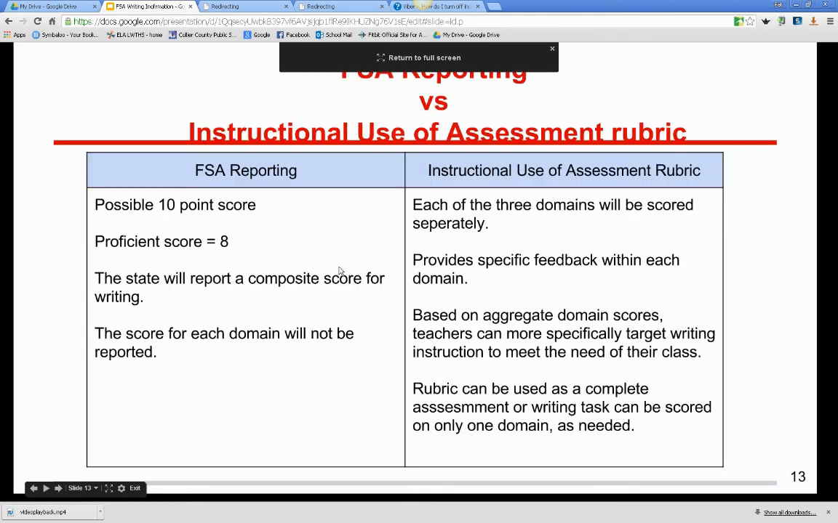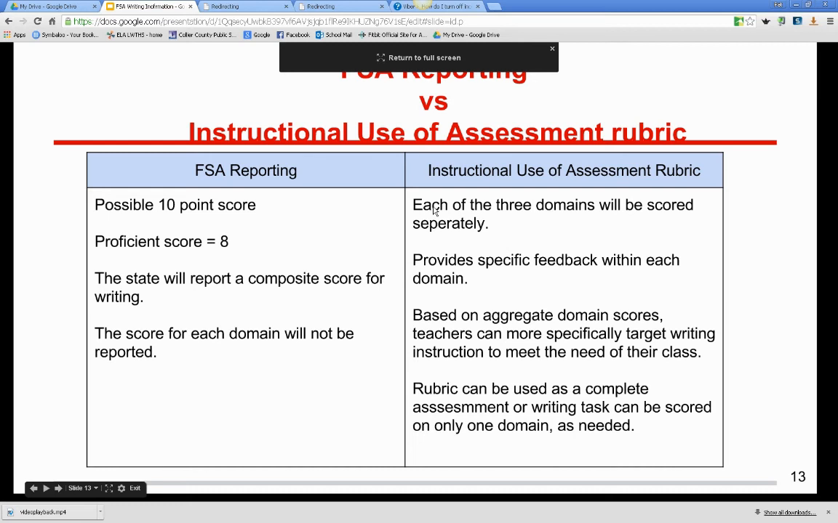So as we mentioned, the possible score is 10 points. Proficient is 8. The reporting from the state at this point is going to be a single number. Students and teachers will not be able to see how students scored in each of the domains. They will just be given a total score. The county has asked that they break that out. Whether that happens or not, we'll see later.